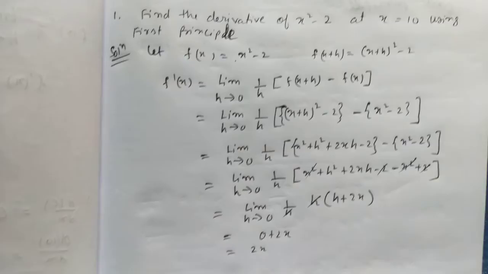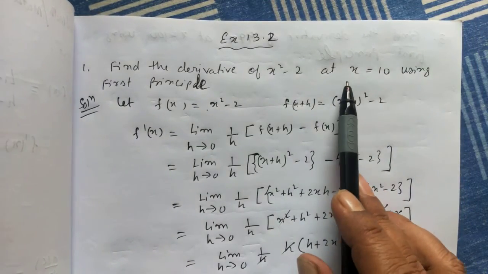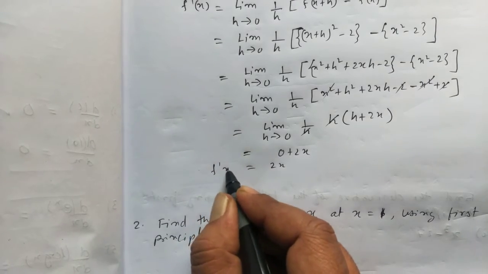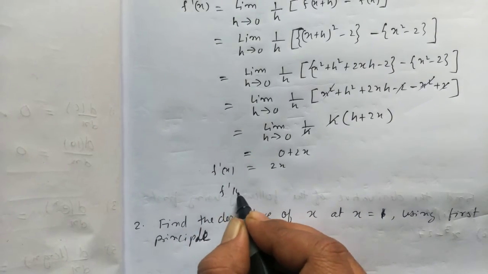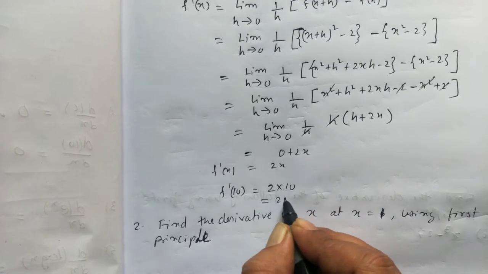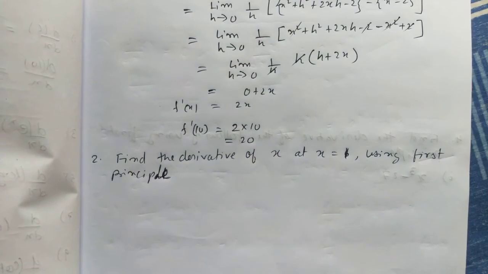Now you're going to find the value of the derivative at x equal to 10. Since f dash x is 2x, f dash 10 will be, in place of x you'll put 10, you're getting 20. Similarly, you have to do this one.